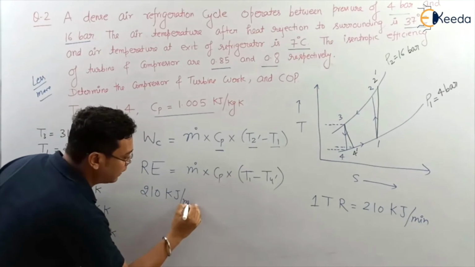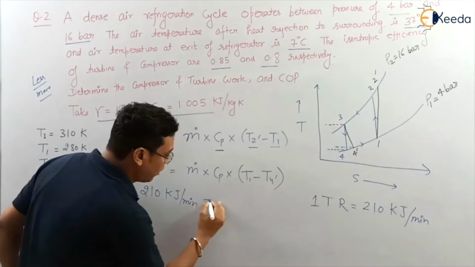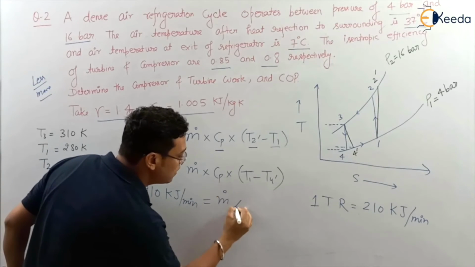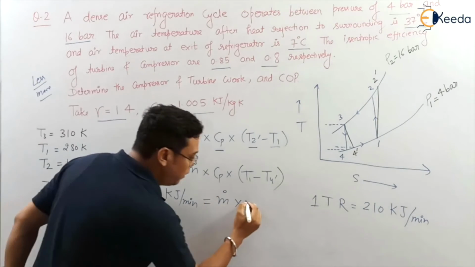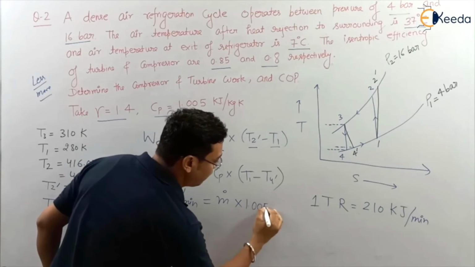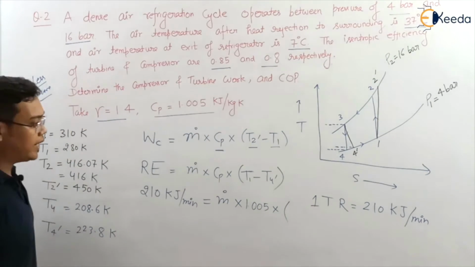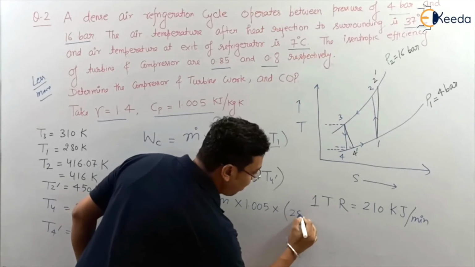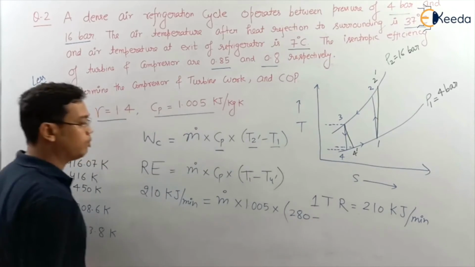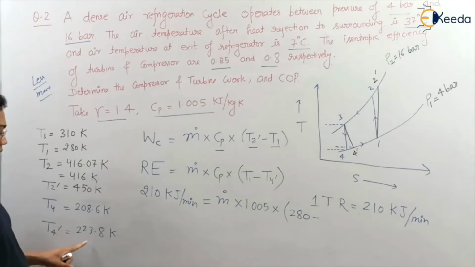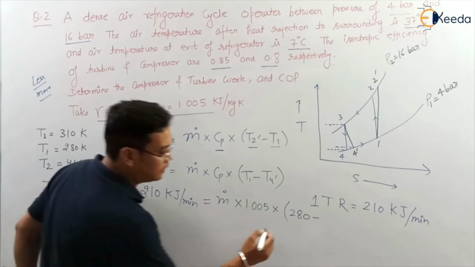So you put the value of RE 210 kilojoule per minute is equal to mass flow rate. You know Cp is given, 1.005 into T1. T1 is 280 Kelvin minus T4 dash. T4 dash is 223.8.